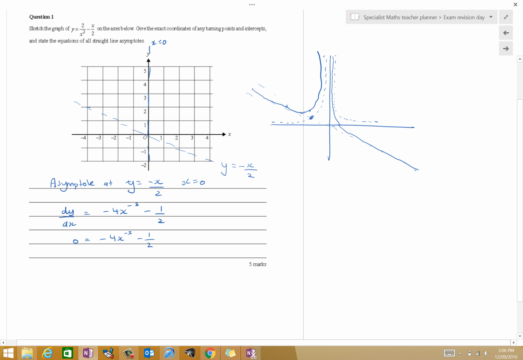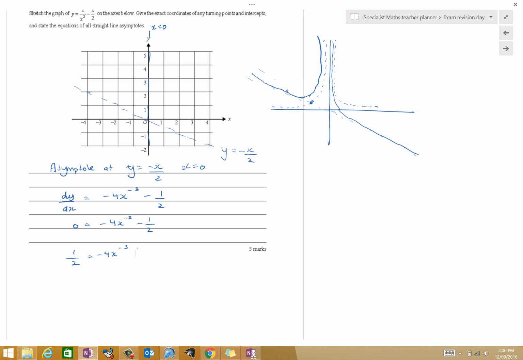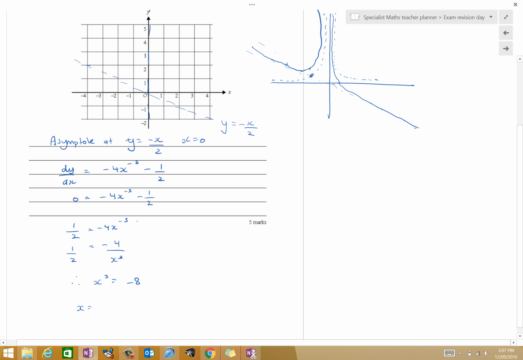So therefore, a half is equal to minus 4x to the power of minus 3, which is equal to minus 4 on x cubed, which basically implies that x cubed is equal to minus 8, which means that x is equal to negative 2. Now, when x equals negative 2, y is equal to 3 on 2 just by substitution. So this is the coordinates of the turning point.